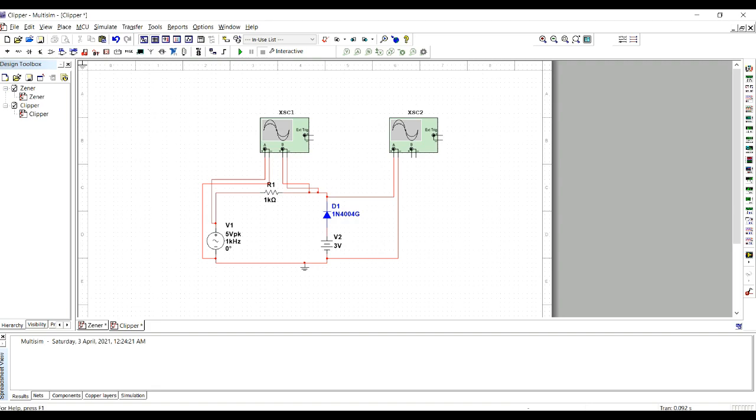Next, we are going to see the diode application for the rectifier circuit. This is the rectifier circuit that we have created. In this circuit, we have two oscilloscopes. One oscilloscope is to collect the input waveform, and one oscilloscope is to collect the output waveform, which is connected to the diode.